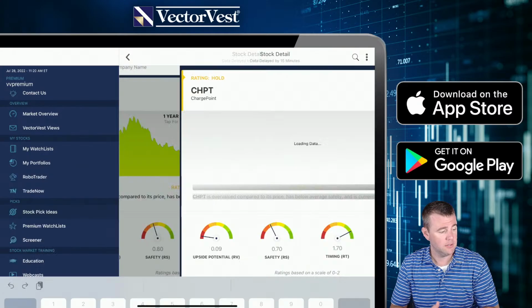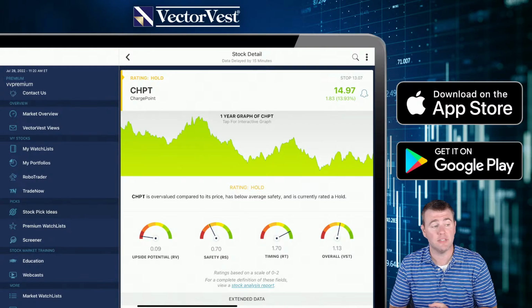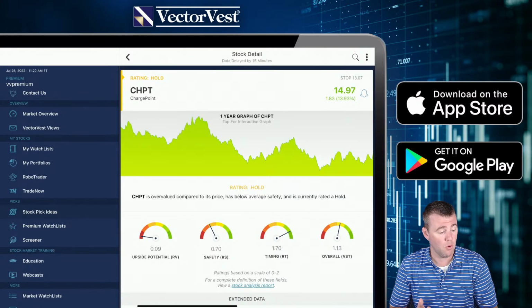CHPT. Poor long-term potential. It does have a lot of risk associated with it. However, you are in a really strong short-term uptrend, so overall, the stock is favorable. If you're a speculative trader, knock your socks off with this one.